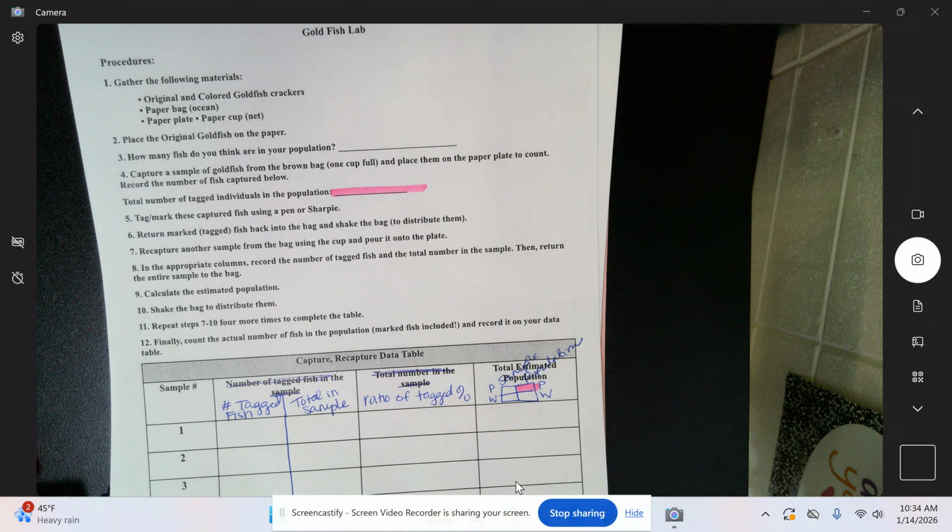You're going to write that number on the pink line. Count how many fish you caught. And then write it on your pink line.